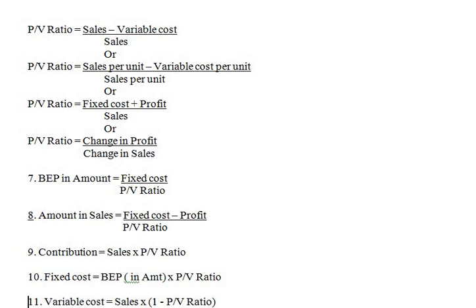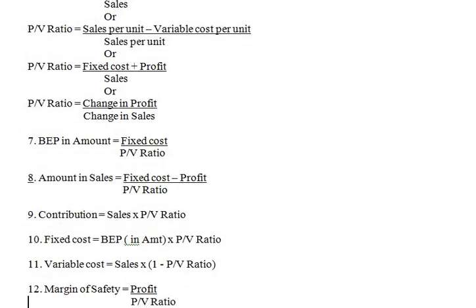Now contribution is equal to sales into PV ratio. So this can also be applied. Fixed cost is equal to BEP in amount into PV ratio. Next, variable cost is equal to sales into 1 minus PV ratio. Next, margin of safety is equal to profit divided by PV ratio. So these are the different formulas that you are going to apply in marginal costing.